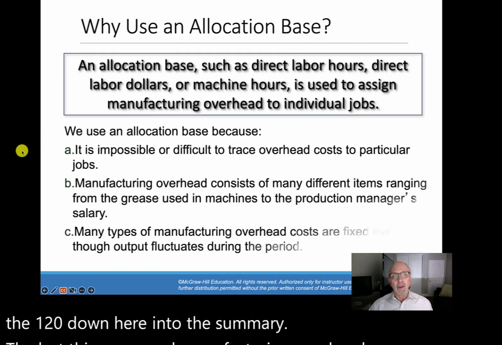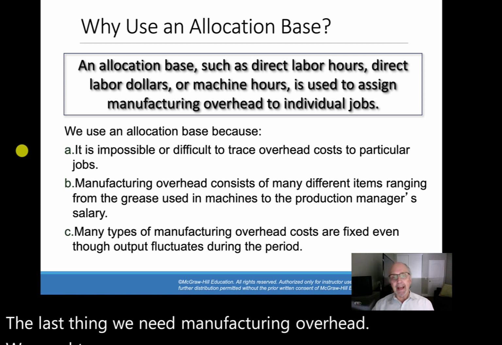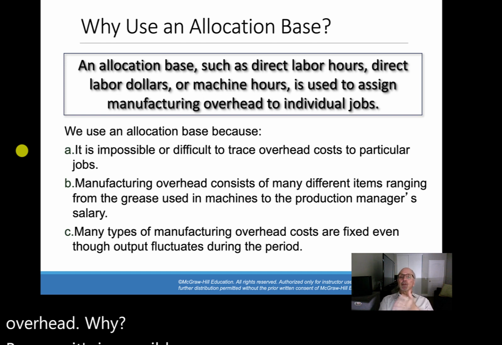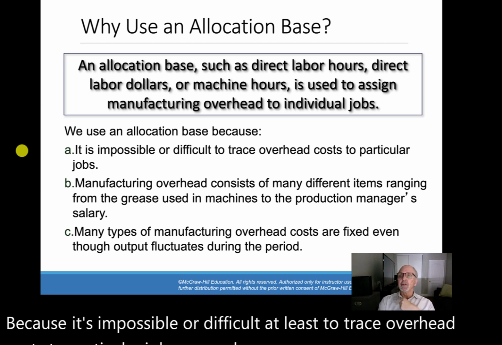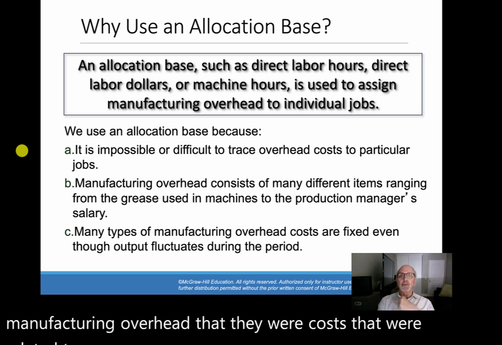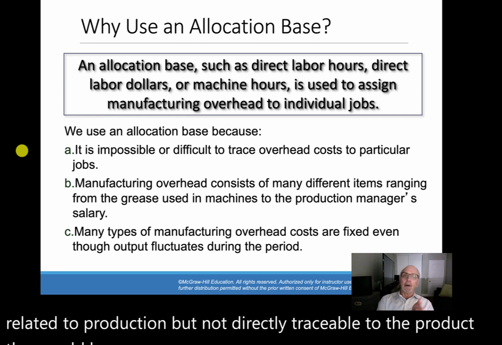Now, we need to use an allocation base for manufacturing overhead. Why? Because it's impossible, or difficult at least, to trace overhead costs to particular jobs. Remember, that was our definition of manufacturing overhead: costs that were related to production but not directly traceable to the product. They could be direct labor hours, direct labor dollars, or machine hours.